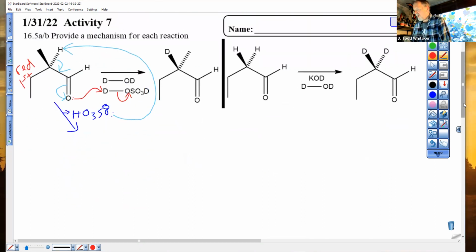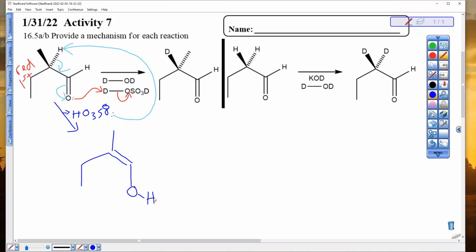So here's our enol. And the important thing about the enol is it's sp2 now. The alpha carbon is sp2 now. So it doesn't have stereochemistry. And we're just going to do the reverse process because this is also tautomerization, just in the other direction.